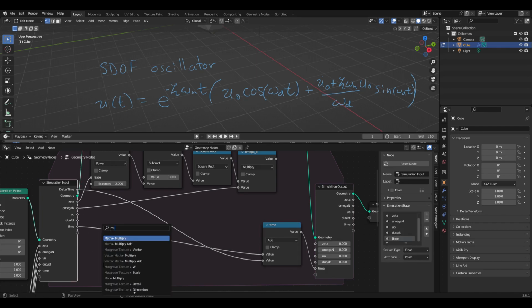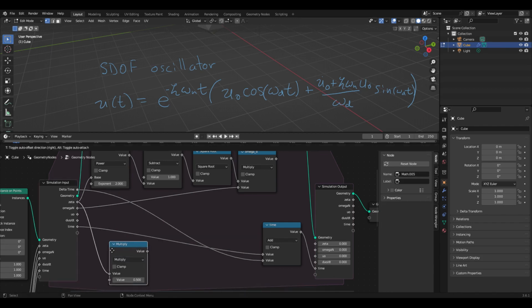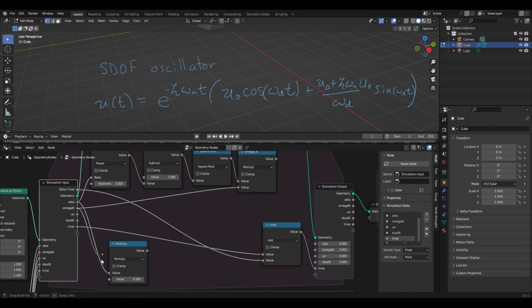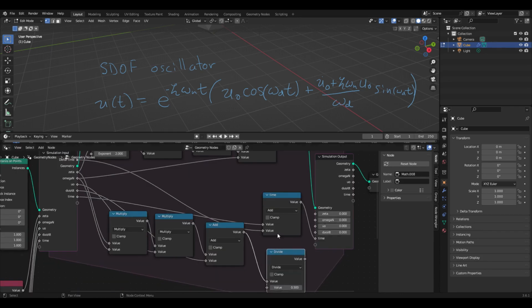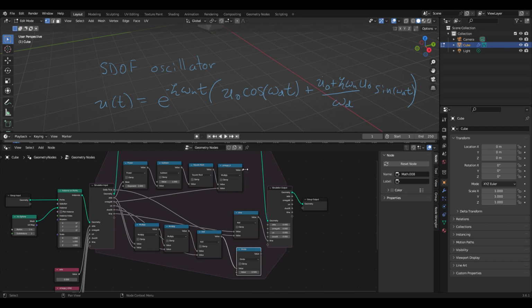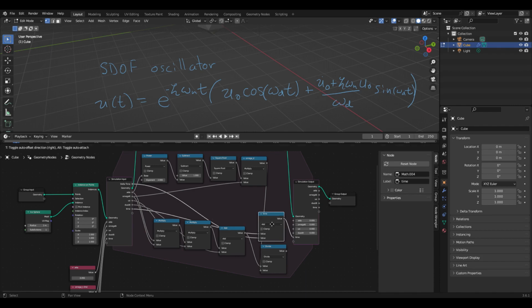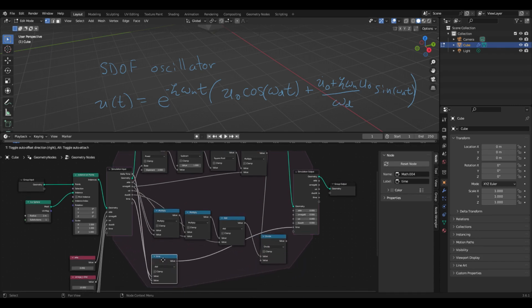So now I'm going to take zeta and omega n and then multiply it by u naught, and then I'm going to add u naught dot to that, and then divide it by this omega d that we calculated before, so we have that factor that's on the sine term.